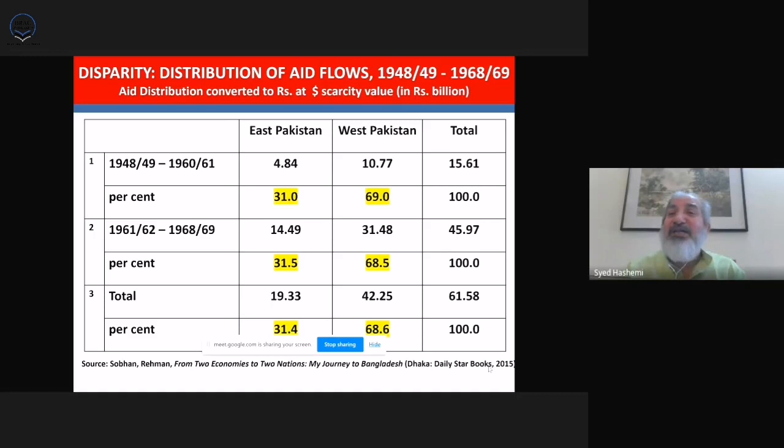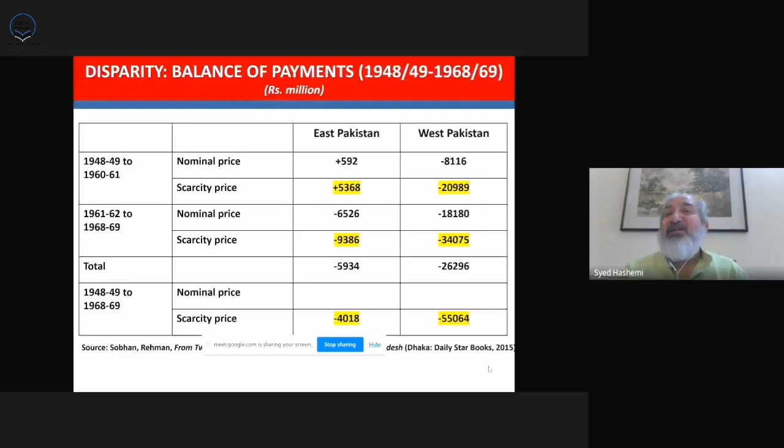Also, when foreign aid was coming in, we notice a huge, big difference. Let's just look at the bottom row in terms of percentages. So all the foreign aid that came in the name of Pakistan, East Pakistan received only 31% of foreign aid. West Pakistan received 69% of foreign aid. I'm rounding it up, obviously. So you get a sense, again, of the disparity increasing over the years.